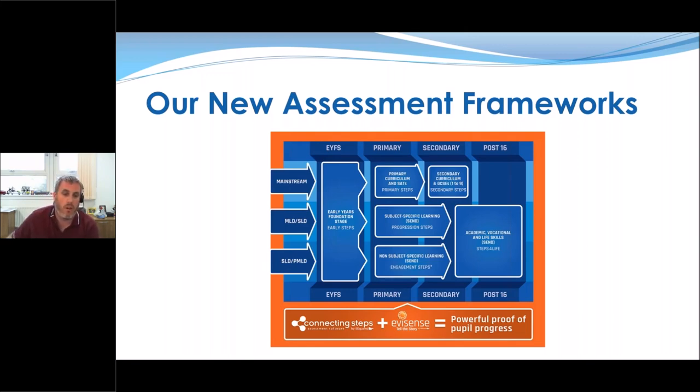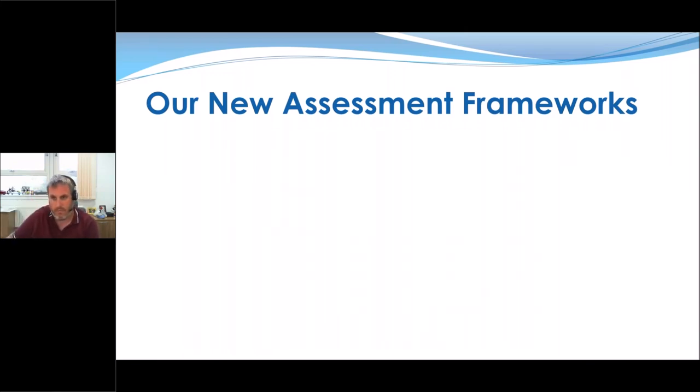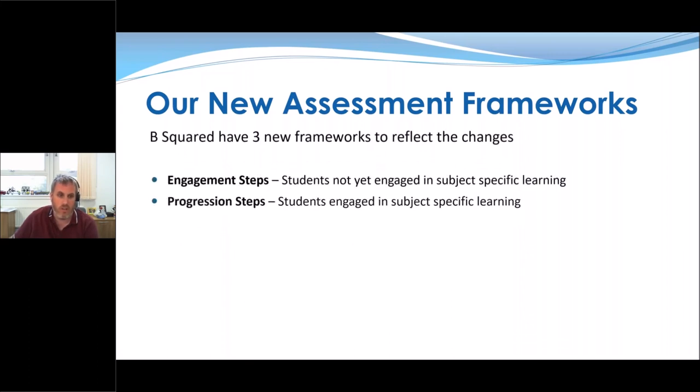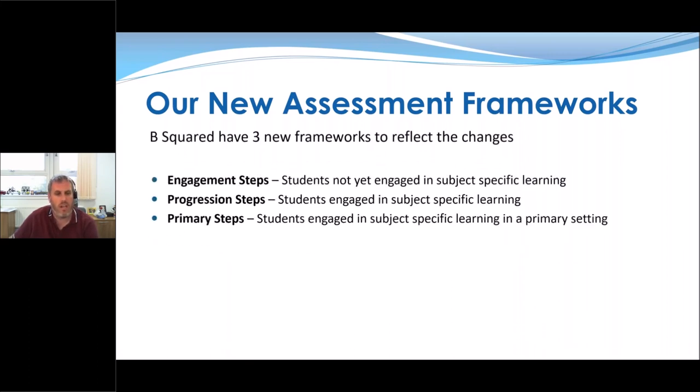So we have 3 frameworks: the engagement steps for the lowest ability, and then progression steps and primary steps for those working above. So 3 new frameworks: engagement steps, not engaged; progression steps for those who are engaged; and primary steps for students engaged in subject-specific learning in a primary setting. That will be mostly used by mainstream primary schools who want to use the same language for their SEN children as their non-SEN. And the other framework, which if you purchase progression steps or primary steps you will get, is one called standardized steps.